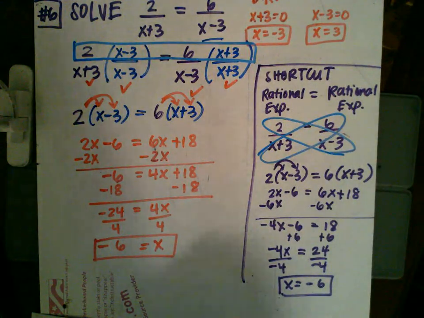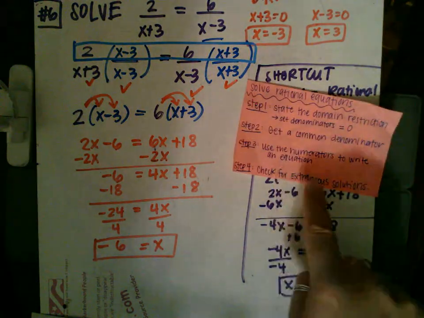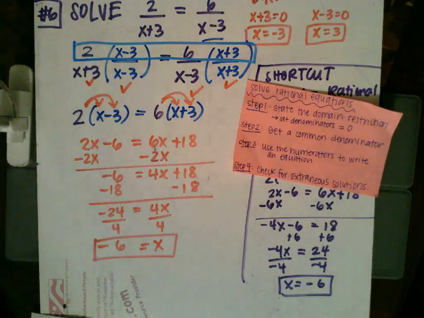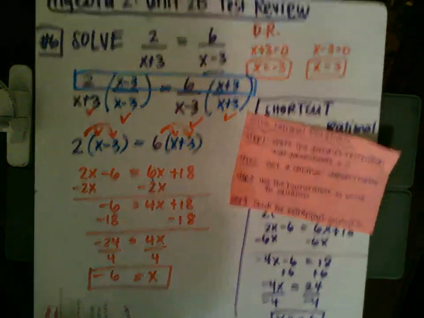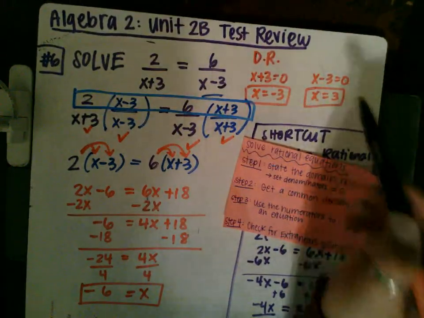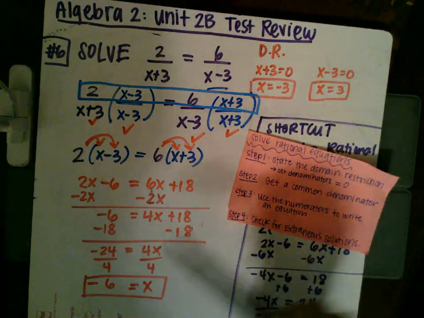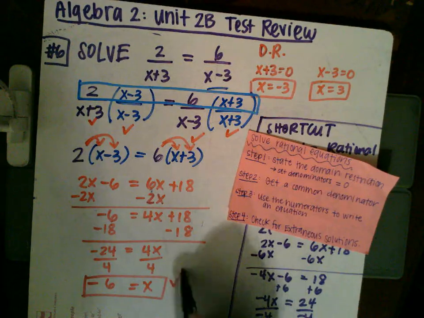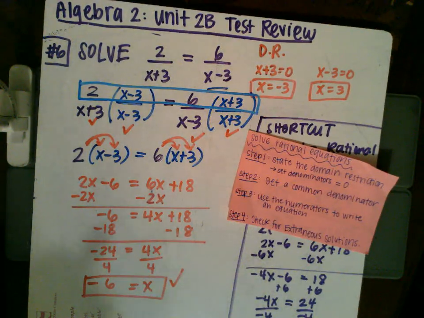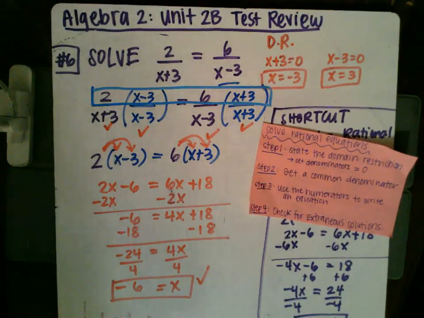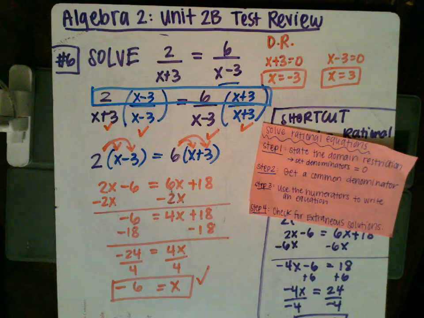But with solving, we still have to check for extraneous solutions. And you'll know that a solution is extraneous if it's our domain restriction value. So since -6 is not -3 and -6 is not +3, this is our solution. That is me checking for my extraneous solution. If you plugged it in, you will find that you have the same expression on the left as you have on the right.